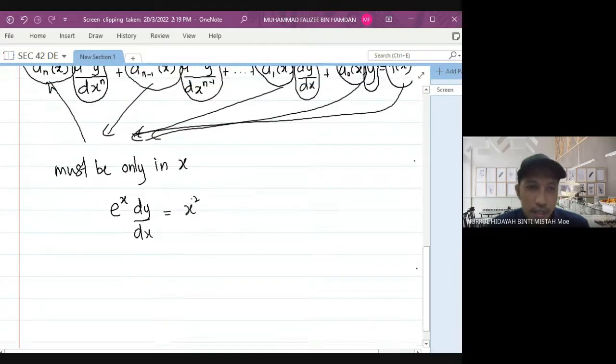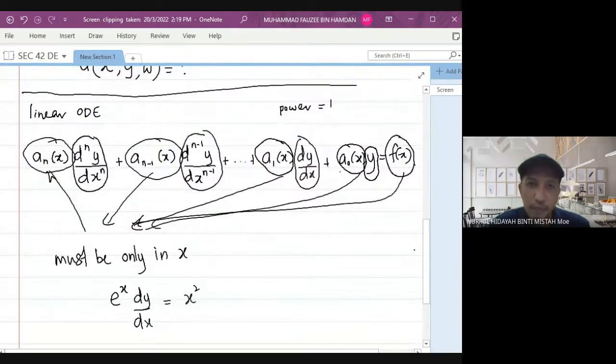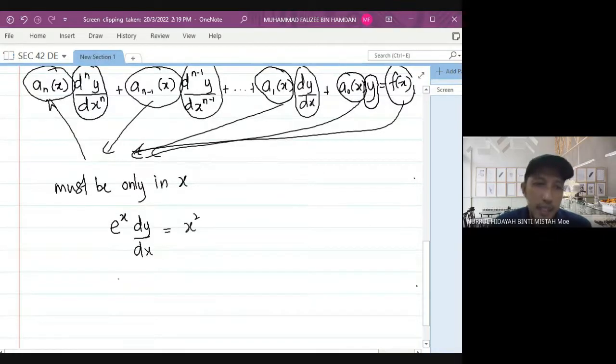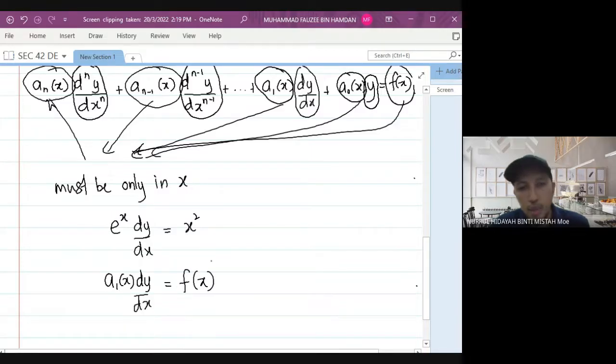For this one, if we write in the standard form, this is actually a1(x) dy over dx equal to f(x). Is x squared a function, a term in terms of x only? Yes. Okay, f(x) can have a power of more than 1. But y cannot be power of 2, and dy over dx cannot be power of 2.